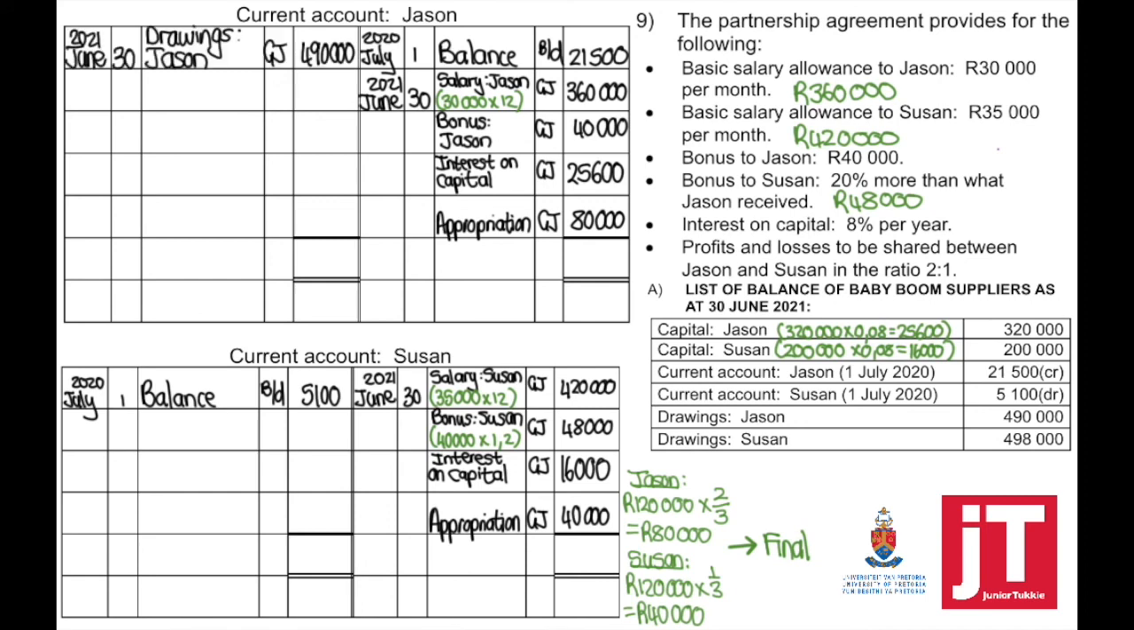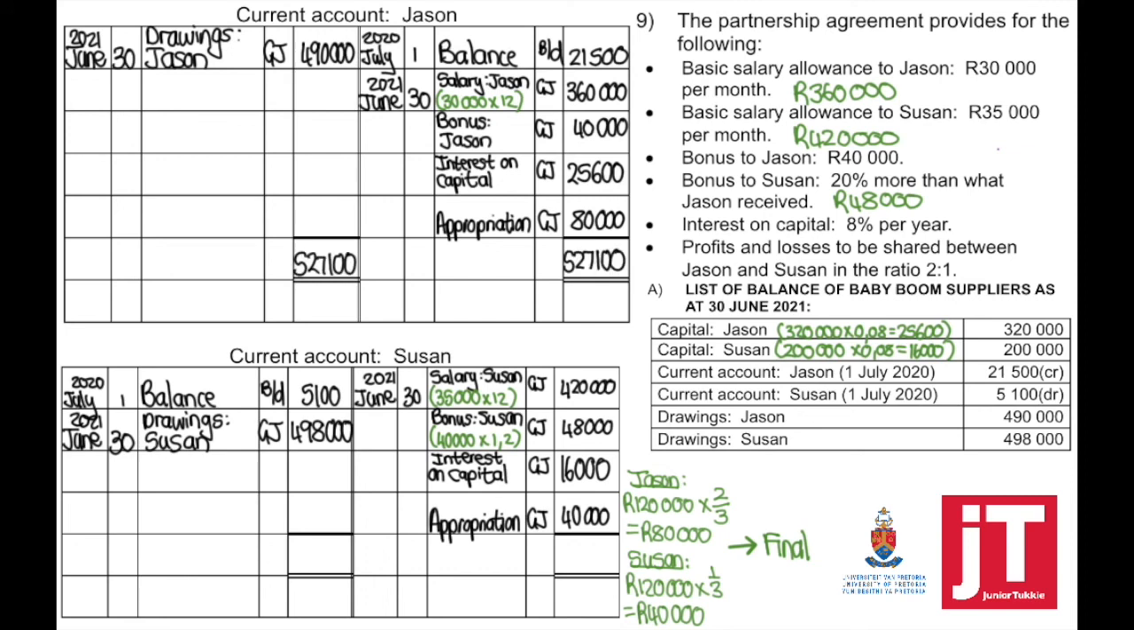Drawings would have been credited, account debited, current account, drawings, Jason. The partner's name must be written. For Susan, drawings Susan would have been credited, account debited, current account Susan, 498,000. Once we've now shown what the partners are entitled to and what they've actually taken from the business, we can calculate the new balance.